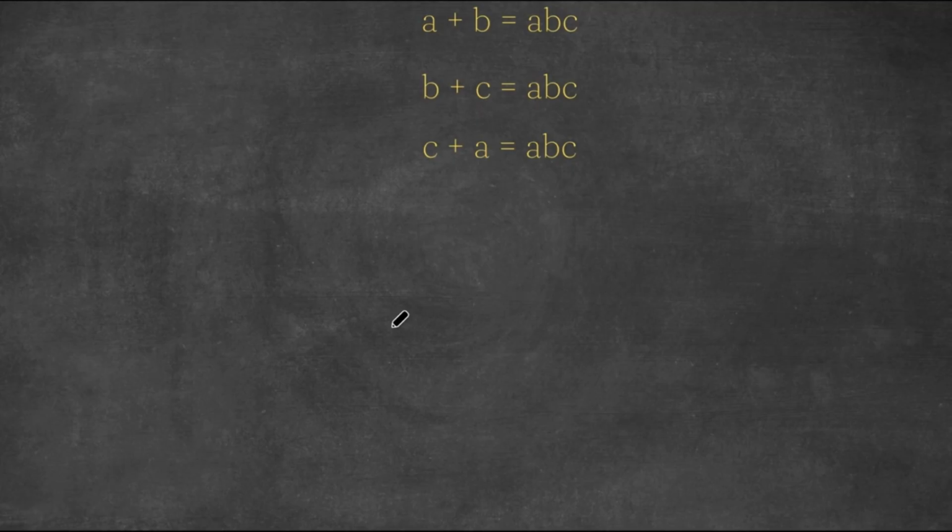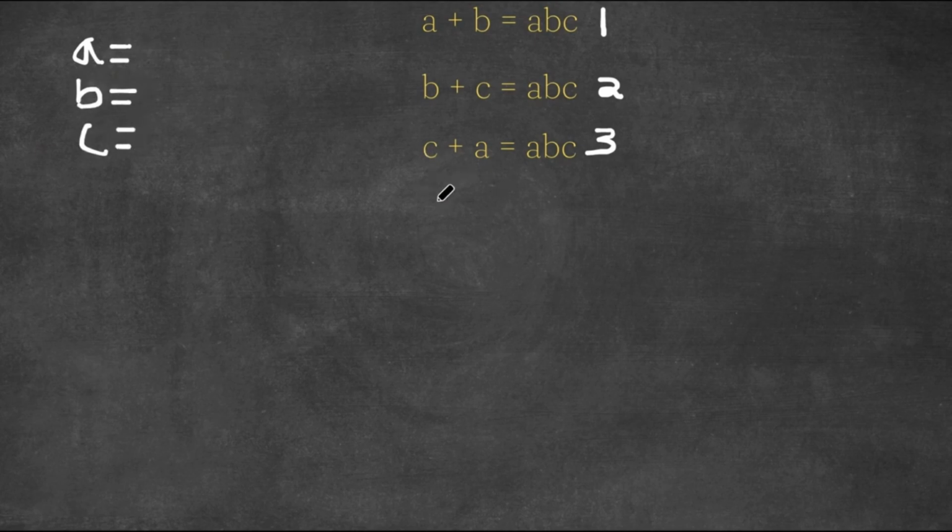In today's video, I'm going to be showing you guys how to solve this Olympiad problem. So right here, we have a system of equations with 3 equations. We have a plus b equals abc, b plus c equals abc, and c plus a equals abc. So what I'm first going to do is number these 1, 2, and 3. And our goal is to solve for a, b, and c.